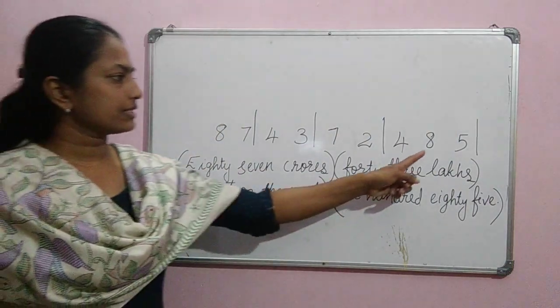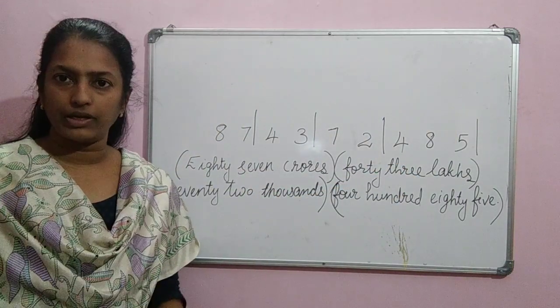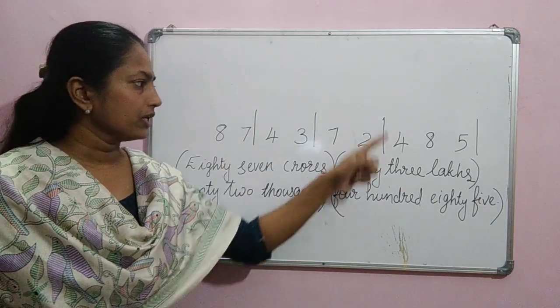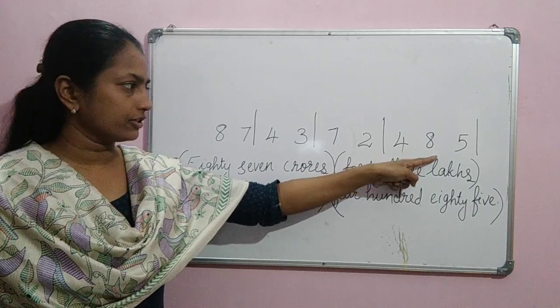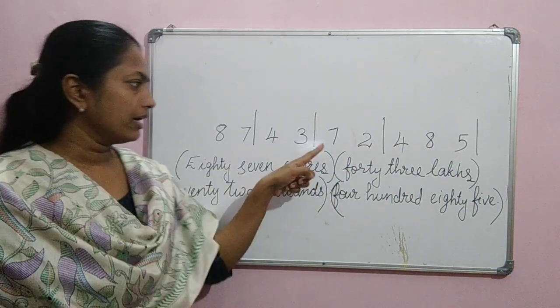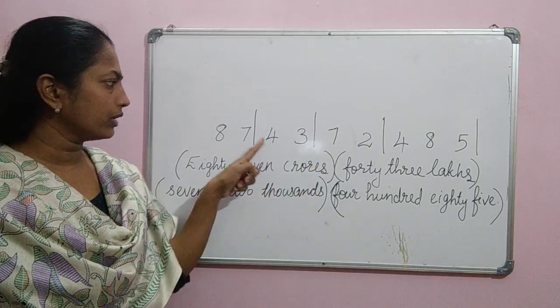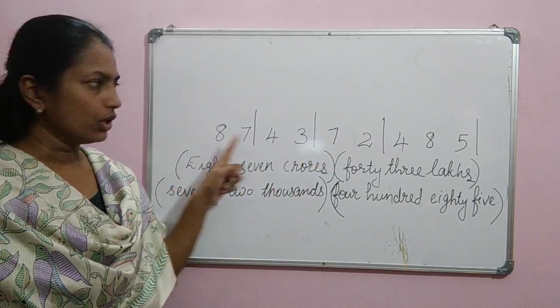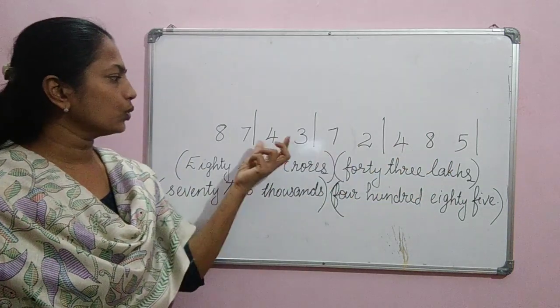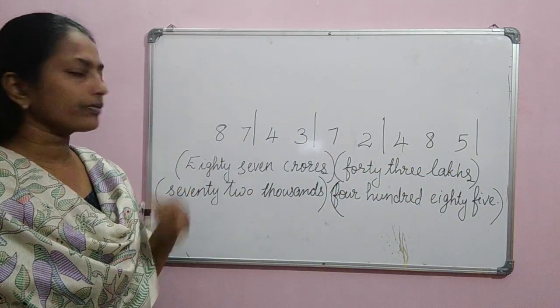Okay, so always when we group the digits of a number, we start from the right side. In the first group on the right side, there are 3 digits, 4, 8, 5. And in this group there are 2, here also 2, and here also 2. So the sequence goes on like this: 3, 2, 2, 2.